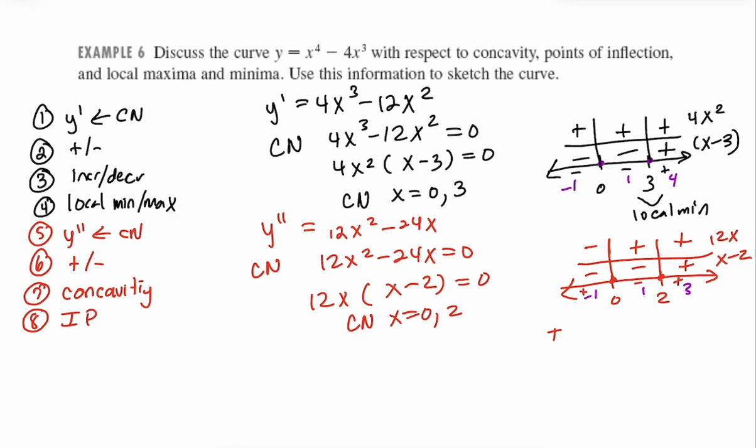There is an inflection point at 2 places because we've changed concavity from concave up to concave down. We've changed concavity again there. So we have an inflection point at 0 and also at 2. Now, one of the things we need to get in the habit of doing is listing out the intervals of increasing and decreasing and the intervals of concave up and concave down.